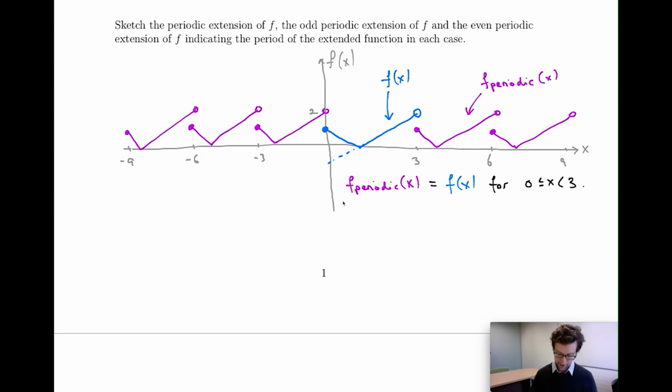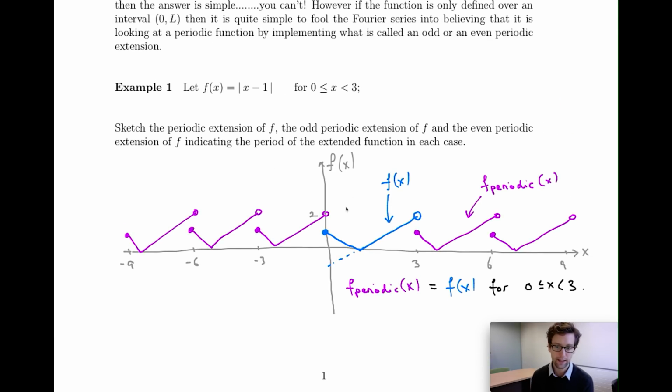So in other words, f of x is only defined between 0 and 3. F periodic of x is defined over the entire real line, and they match up between 0 and 3. The advantage of that is that when I do a Fourier series analysis, I'm not going to do the Fourier series analysis of f of x. I can't, because it's only defined between 0 and 3. But I can do a Fourier series analysis for f periodic, because that's a periodic function. And because f periodic and f of x match between 0 and 3, the Fourier series for f periodic will also match f of x between 0 and 3.